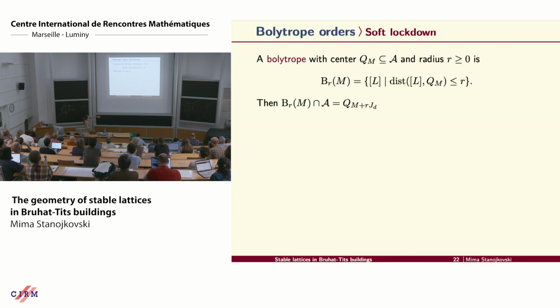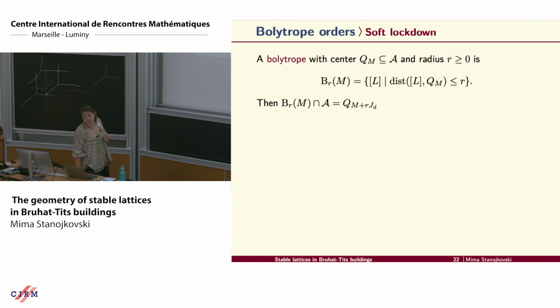All right, so I showed you balls in buildings. I showed you polytopes. We combine these together into the concept of a polytrope. This is a word we invented for this project. And what does it mean? Well, a polytrope in the building is just the Minkowski sum of a polytope with a ball. So you take your polytope, you take your ball of some given radius, and then you fatten it using the ball. And it turns out that we know exactly what these look like if we intersect with an apartment.